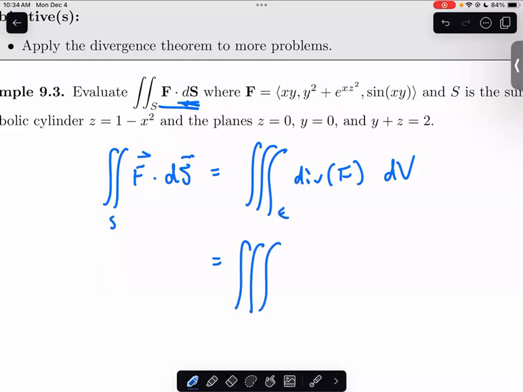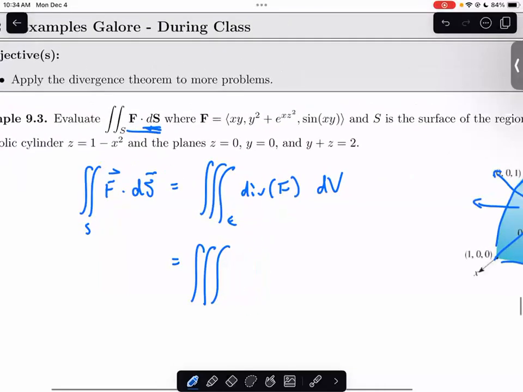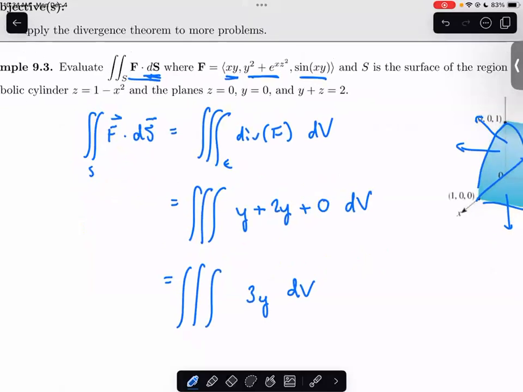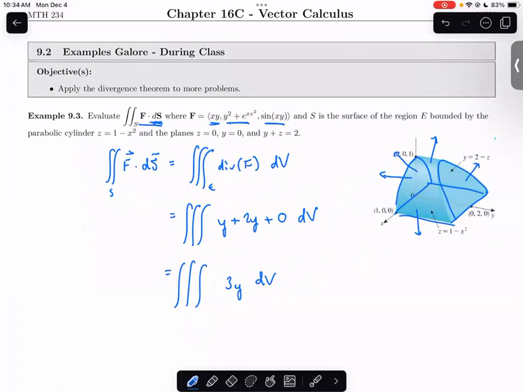So let's go ahead and calculate our divergence here. For our first component, p, we're going to take an x derivative. For our second component, q, we're going to take a y derivative. And for our third component, r, we're going to take a z derivative. When we do that, this simplifies down very nicely into just 3y. Still though, now we have to evaluate a triple integral.